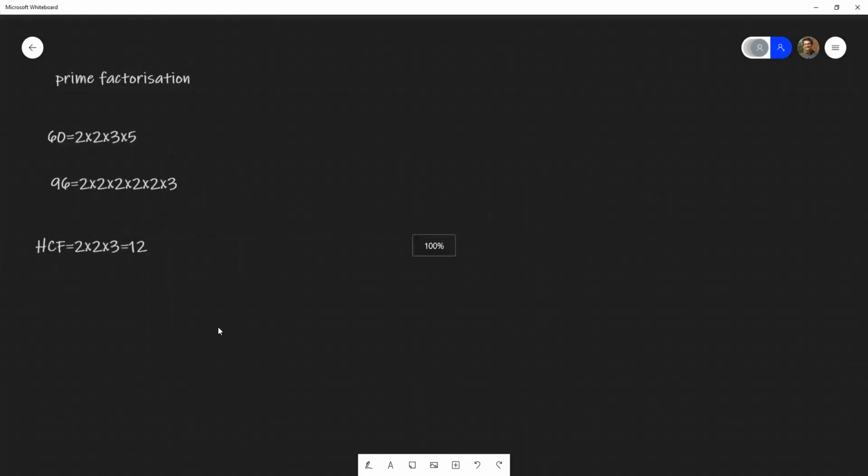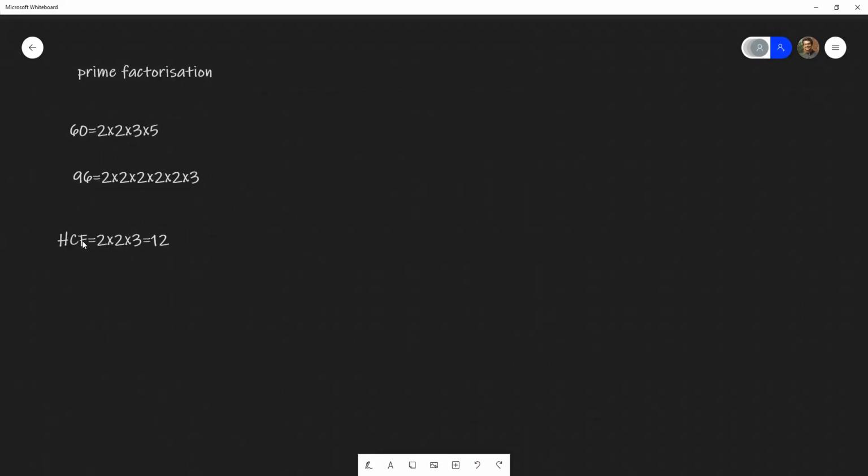So with prime factorization, we get to know about the HCF. What about the LCM? Let me get the LCM. Okay, let us get the LCM now. We have so little time now, about 7 minutes. Let's do it fast.